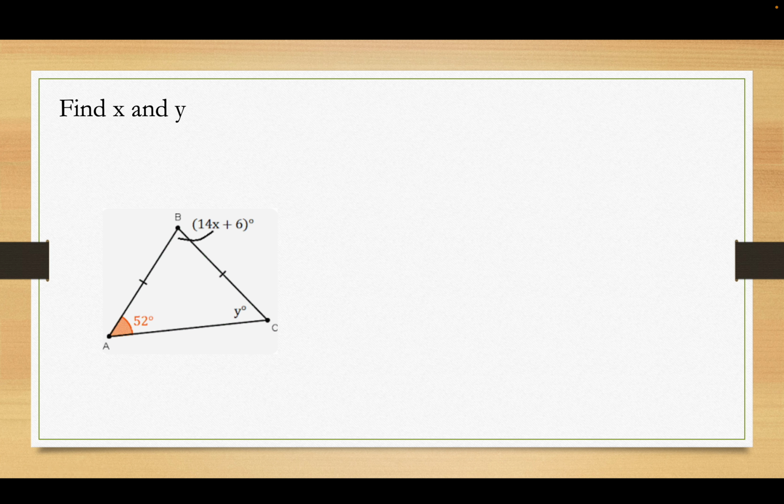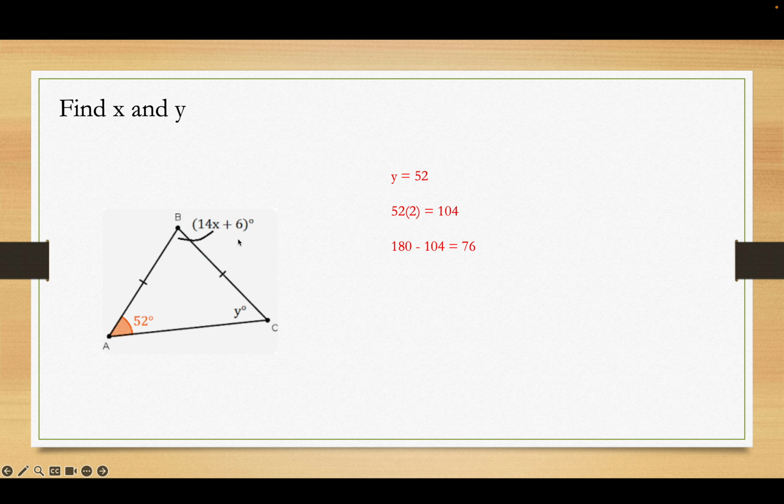Find x and y in this diagram. Okay, so it's an isosceles triangle because of these two little marks here. That says the legs are equal. The angles across from those legs are going to be equal too. So y will be 52. We can do that right away. Very quick and easy. Now, if 52 and 52 adds up to 104, that means your vertex angle at the top has to be 180 minus 104, and that is 76.